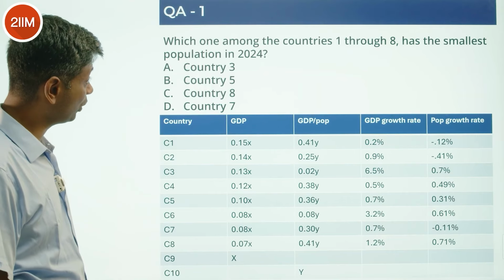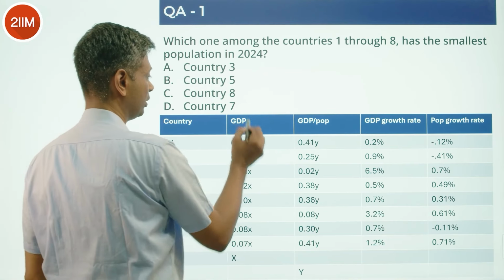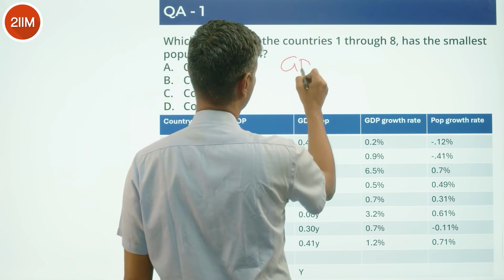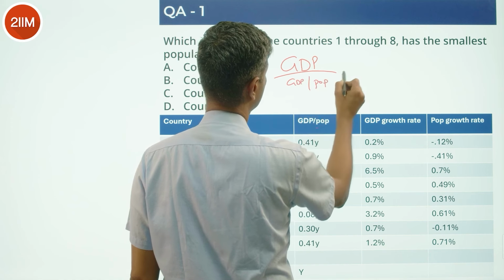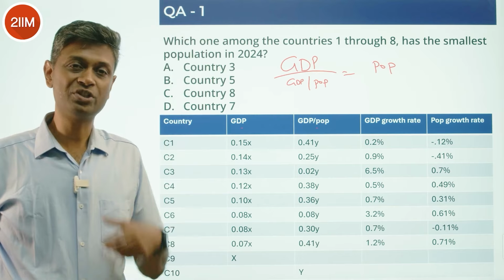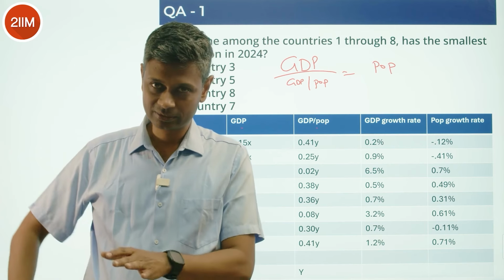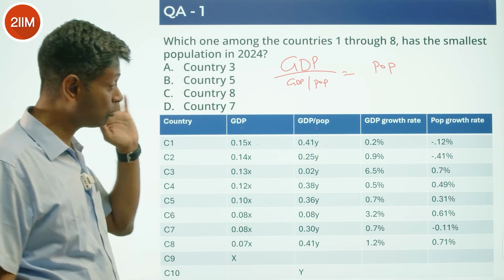Which one among the countries 1 through 8 has the smallest population in 2024? This is GDP. This is GDP per population. GDP divided by GDP per population is equal to population. Nice. I have GDP divided by per capita GDP. I'll get population. So I'm going to do this by this. We want to find the smallest population.